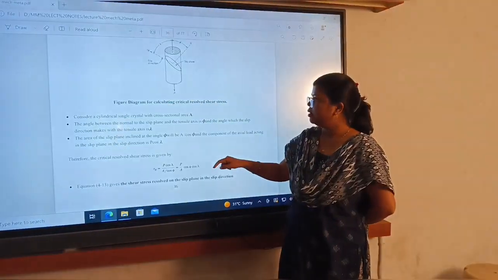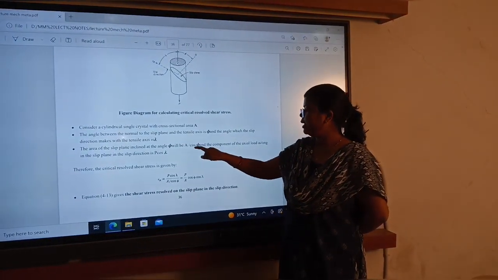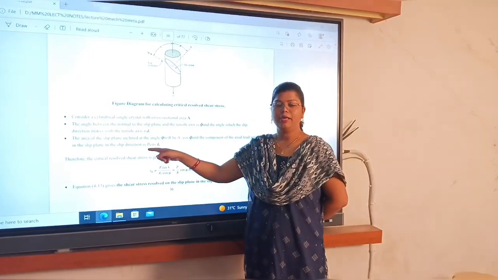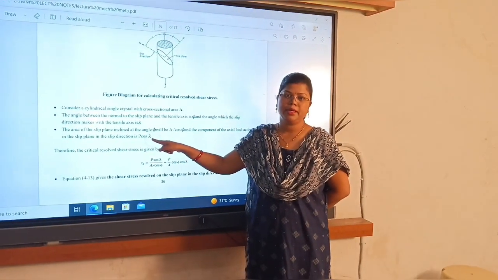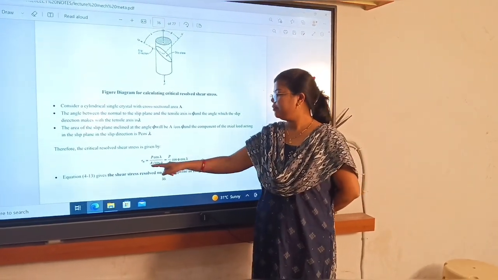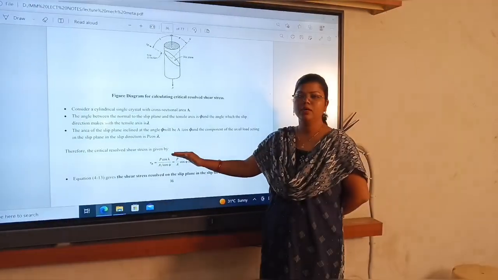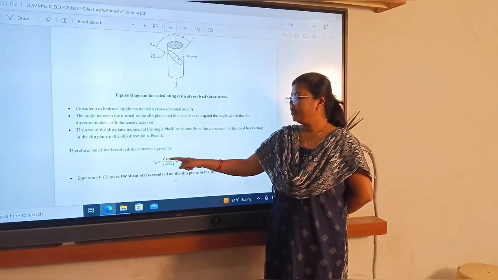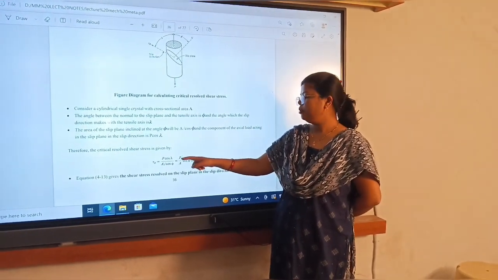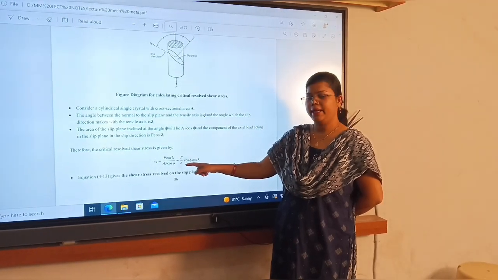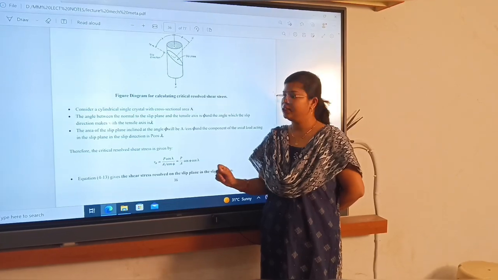In the last video, we found that the slip plane is inclined at an angle with area A by cos phi, and the axial load acting on the slip plane in the slip direction is P cos lambda. So if we find the CRSS or tau r, that will be the load divided by the area: P cos lambda divided by A by cos phi. Ultimately, P divided by A into cos phi cos lambda is the formula of tau r or CRSS.